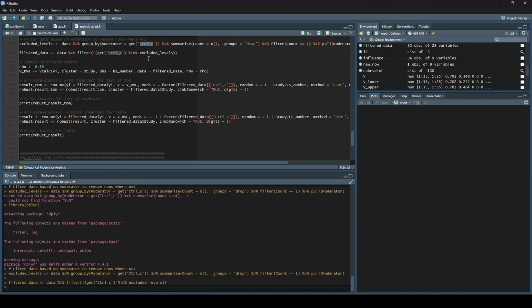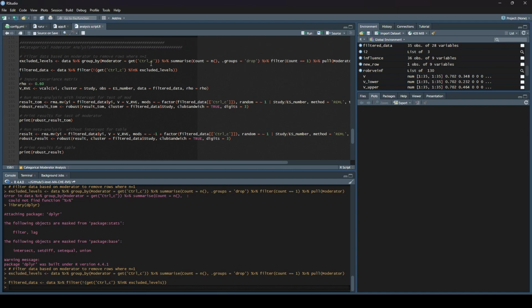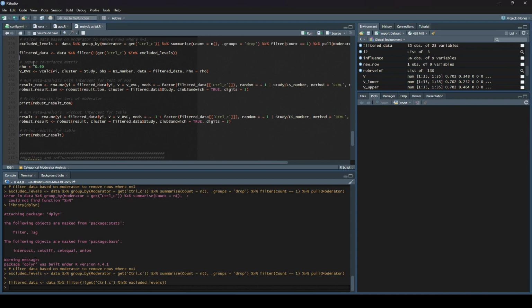I've used my moderator variable Control C, and I've dropped that into a few places here. The next thing I want to do is impute my covariance matrix again. So I'm again going to set my rho at 0.6, which is consistent with my overall analysis. Then I am going to use that to calculate my covariance matrix, this time using the filtered data.